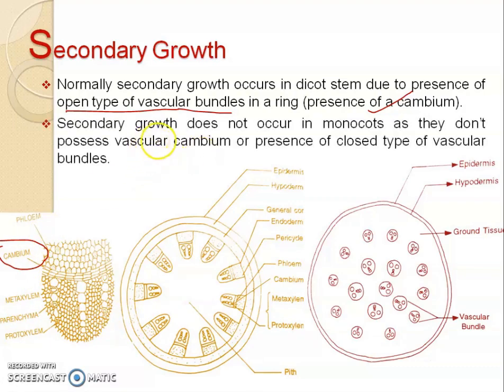Secondary growth does not take place in monocots as they don't possess vascular cambium. So, in monocots, vascular bundles are of closed type. This is the transverse section of monocot stem in which cambium is absent between the xylem and the phloem.